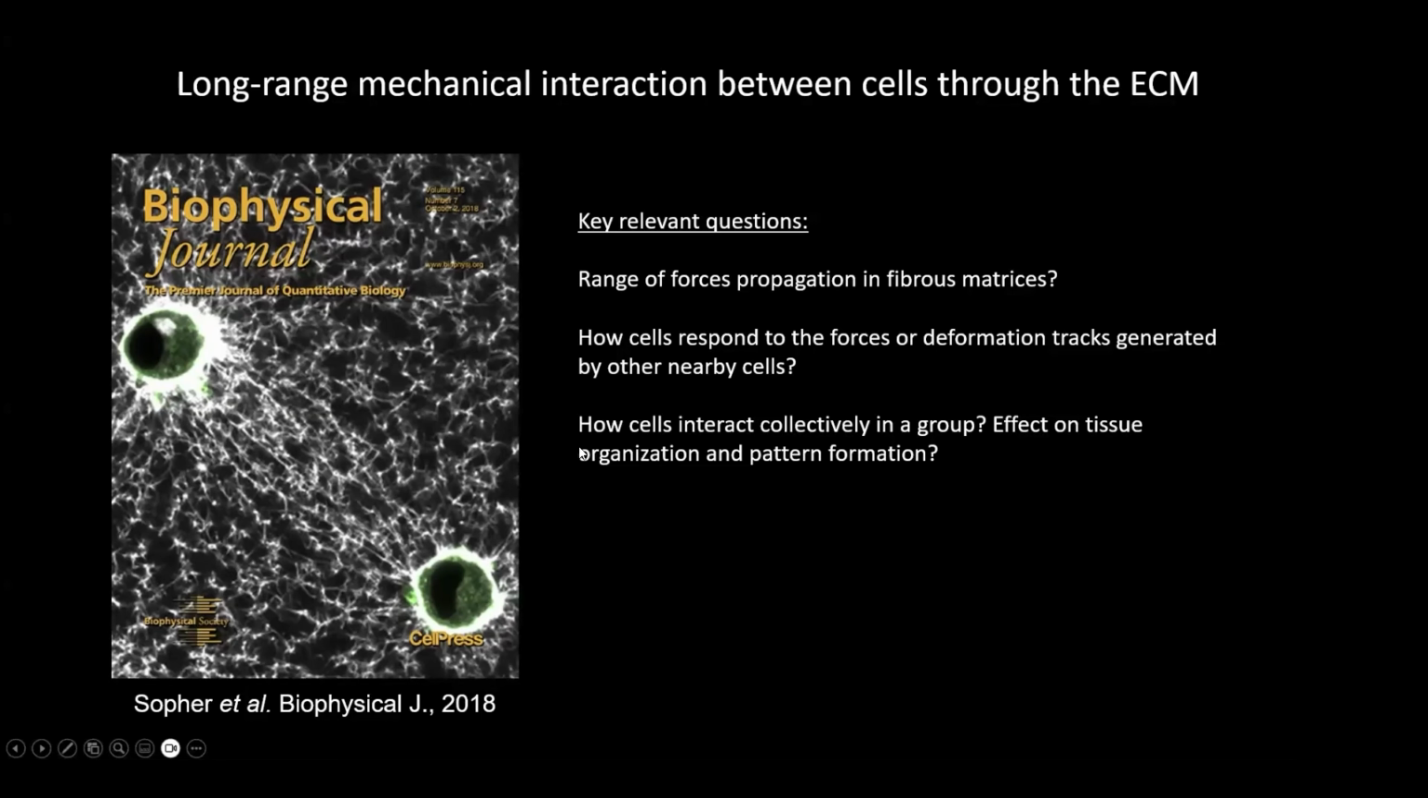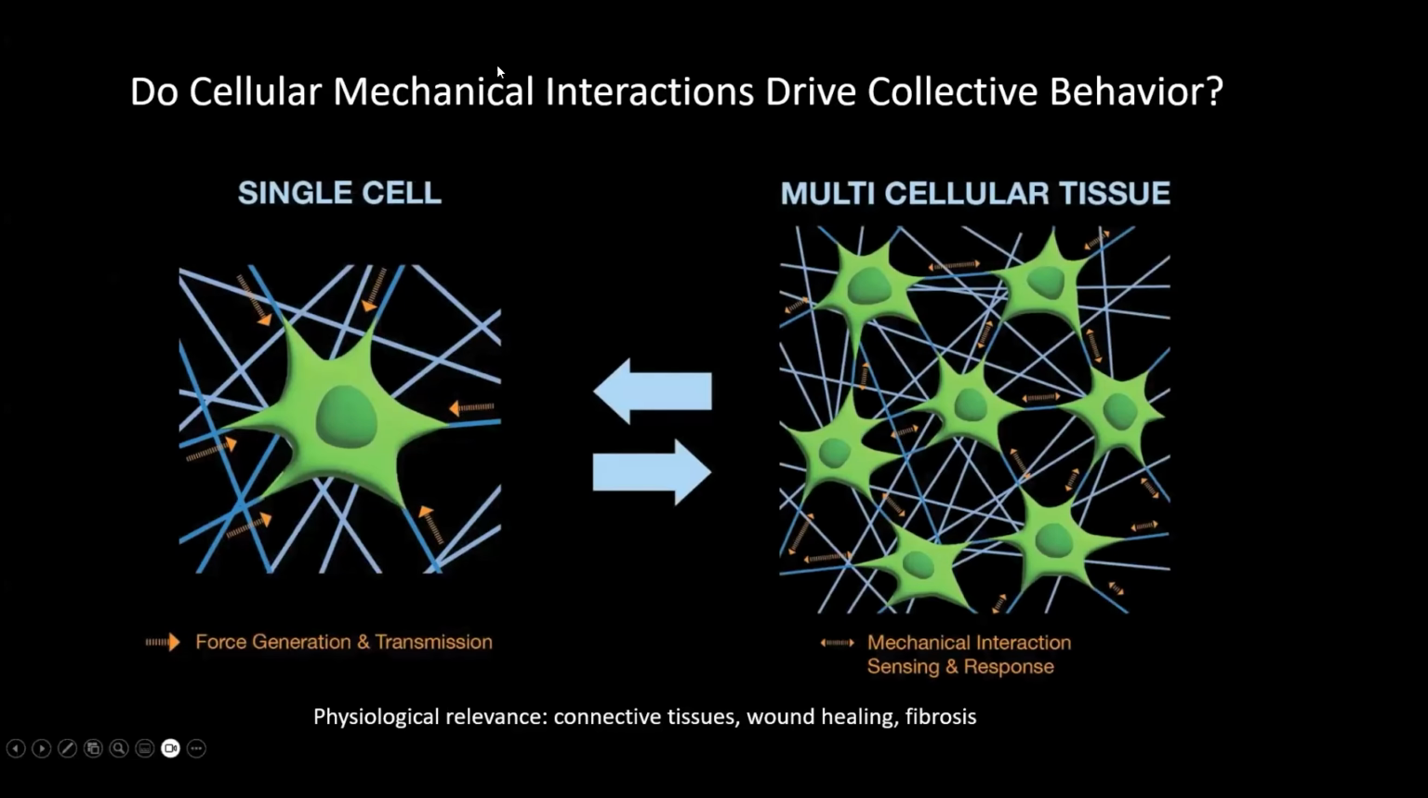And eventually, we would like to understand how cells interact collectively in a group and how that may affect tissue organization and pattern formation. The collective effect is summarized here. If we have a single cell that applies forces, and now we move to a multicellular system with many contractile cells, they can transmit forces between them, and that may eventually lead to interesting collective behavior that affects the organization and pattern formation.